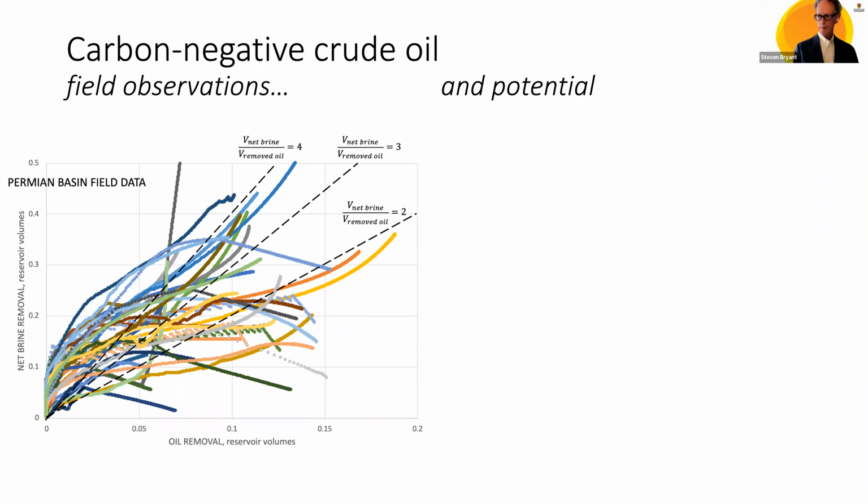So what could happen? Here we're going to turn to a key point. Almost all the brine that was produced from those reservoirs got re-injected into the same reservoir.